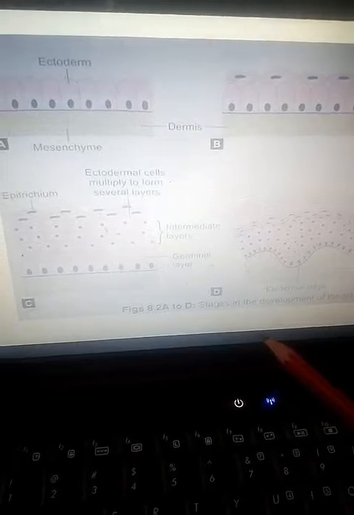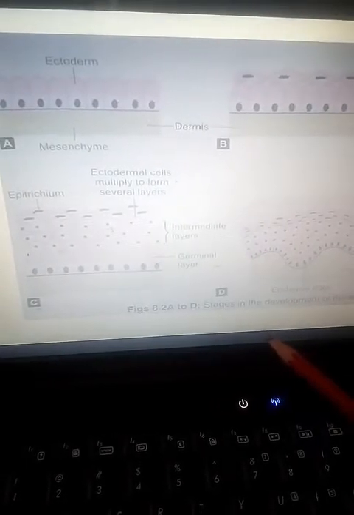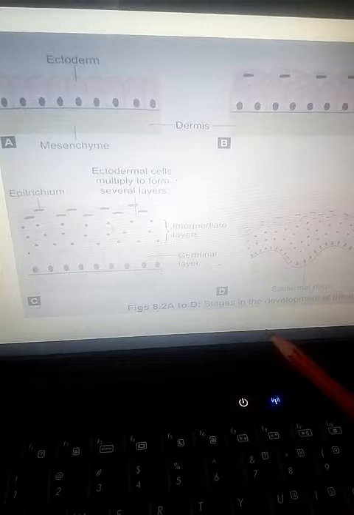Then during the third to fifth month, because of the proliferation of these cells, the epidermis becomes typically stratified and consists of five layers of cells. So you can see we have the five layers of the skin. The basal one is the germinal layer, then we have the intermediate layer, which is divided into three layers: the stratum spinosum, stratum granulosum and stratum lucidum, and the upper one, the epitrichium, now becomes the stratum corneum.